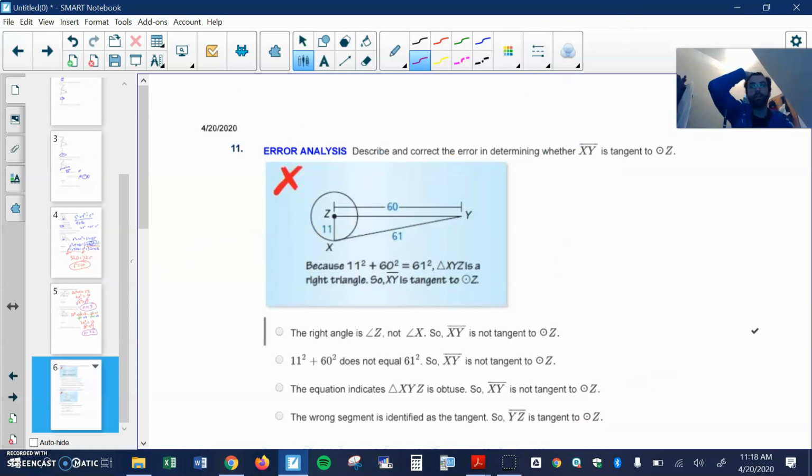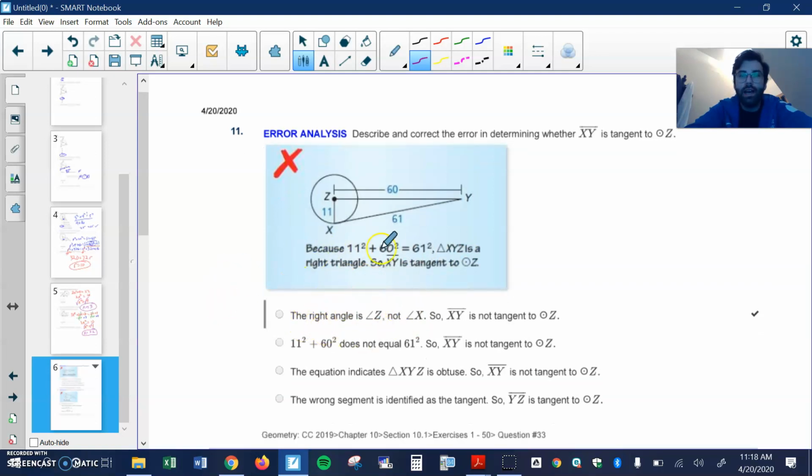So describe the error, all right, that this person is making. Okay. Let's see. Because 11 squared plus 60 squared is 61 squared, this is a right triangle. Well, the right angle is not angle Z. That's right. It's not. What the heck? The right angle is Z, not X. Okay, so that is actually, what? Hold on. That is confusing. The right angle is Z, not X, so this is not tangent.